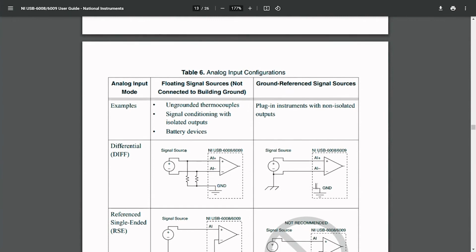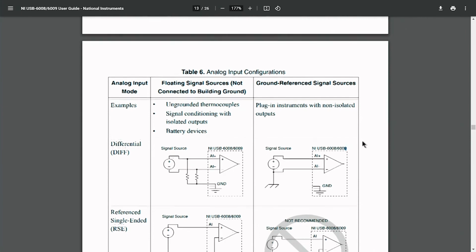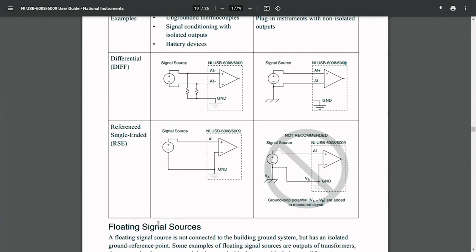Suppose we have ground referenced signal sources, which have non-isolated outputs, where the signal source is connected to one common ground, and this common ground is never connected to the USB ground. This is another approach of using it. Then, as I was mentioning, for a reference to a common ground, if the negative terminal is directly connected to the ground configuration, it means that whatever we measure is with respect to the common ground. In such cases, in differential mode we can only utilize 4 channels of analog inputs, whereas in single ended cases we can utilize 8 channels.